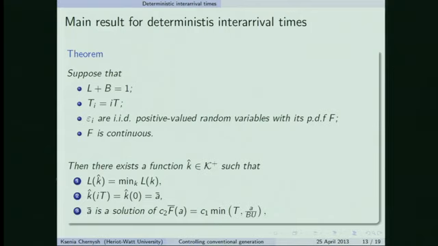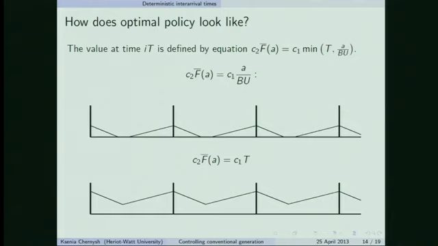Even more, we can find this A as a solution of this simple equation. This is how the optimal policy looks in this simple case. There are just two cases for how to open this min term here. If A over B or U is less than T, then our policy goes down, stays for some time at the 0 level, and then goes up. Otherwise, it has no time to go down to 0. It goes down and then just goes up without reaching 0.